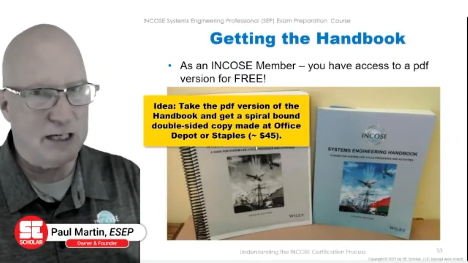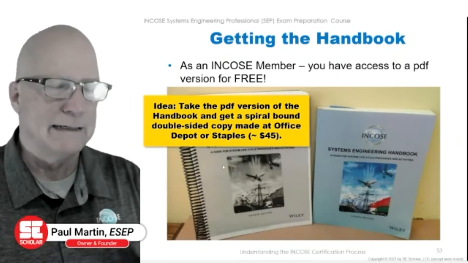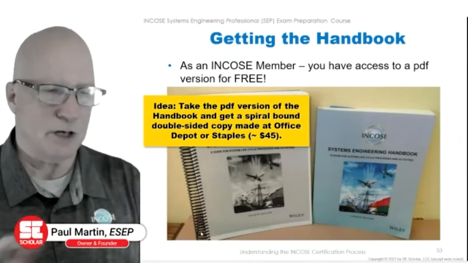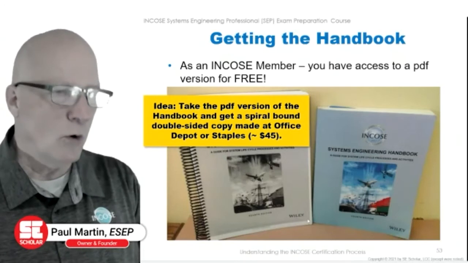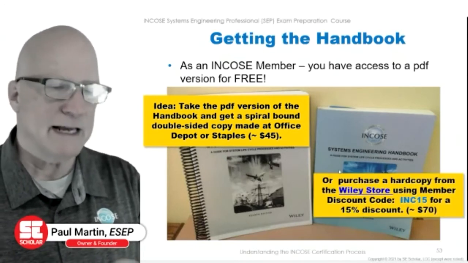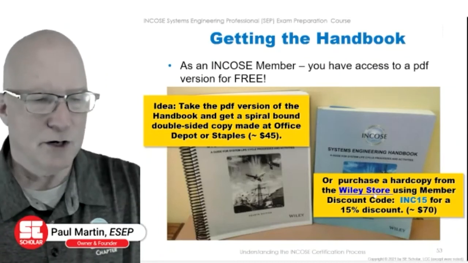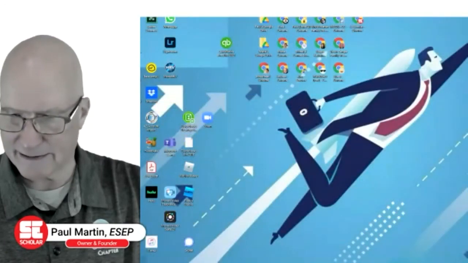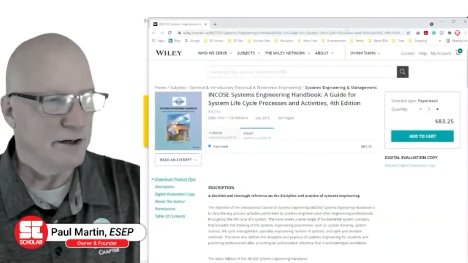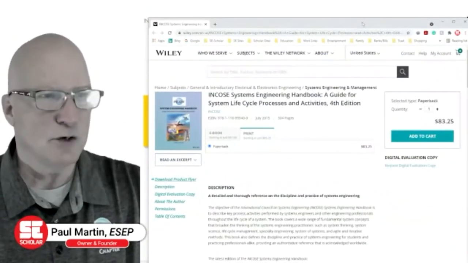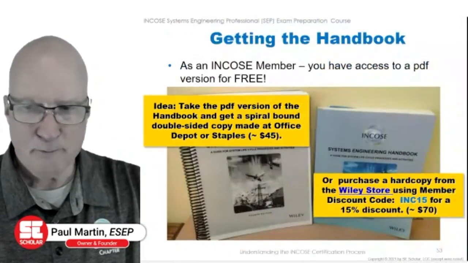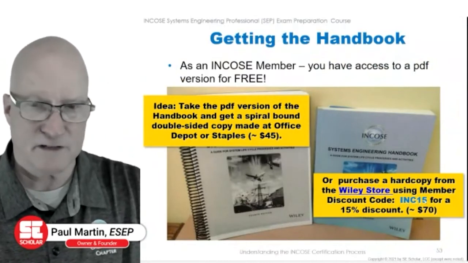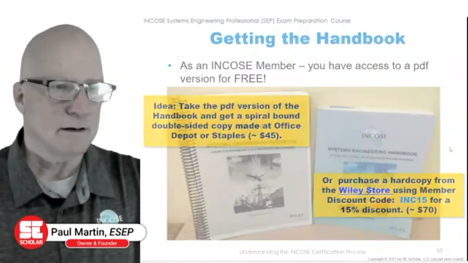Now, this is up to you, but maybe you might want to take it and actually make a PDF, get a little spiral bind so you can open it up and take notes or highlight things. Or you might want to get one of these hard copies. That does cost about $70. You go through the Wiley store. So I believe that's this one here. You add it to the cart, and then you put in this INC 15 and you get a 15% discount. All right.